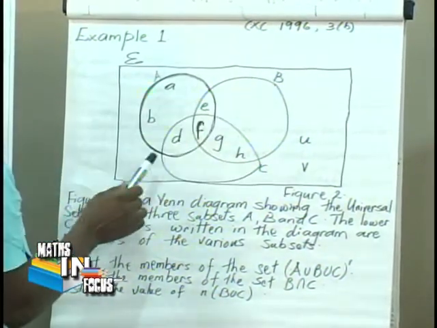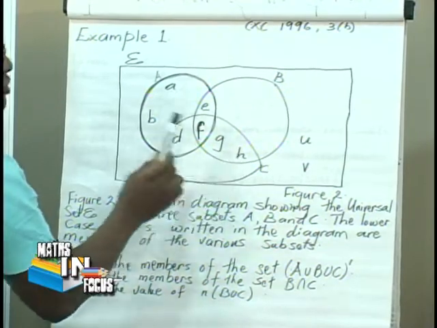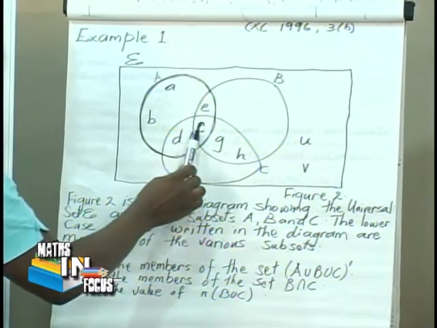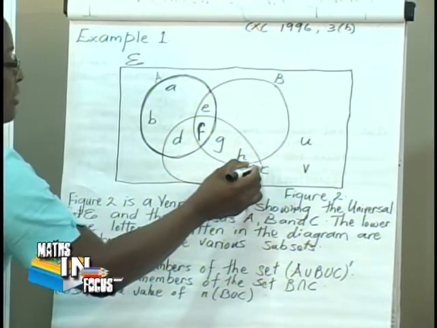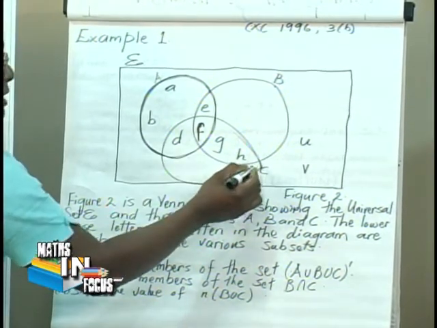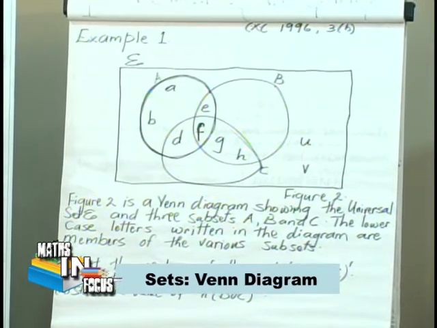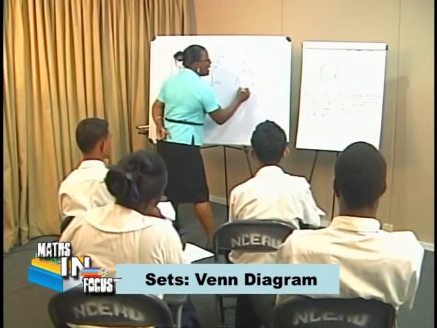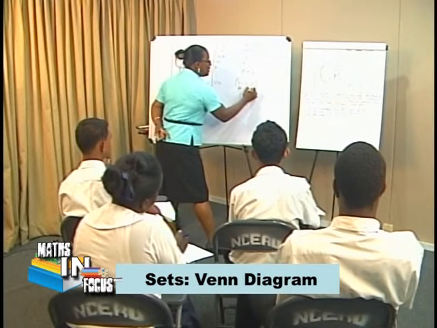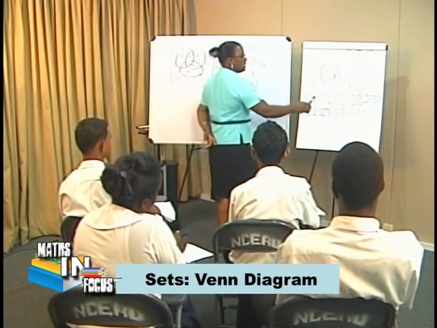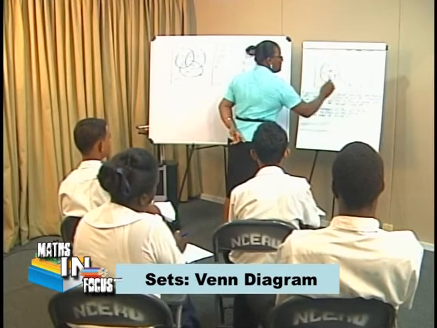B has the elements E, F, G, H. C has the elements D, F, G, and H. So there you see C. And let's go down to the last one. So here we're substituting A union B union C complement. We would have U and V.